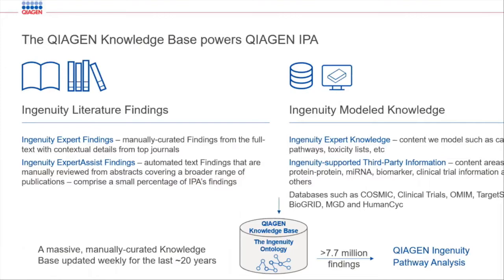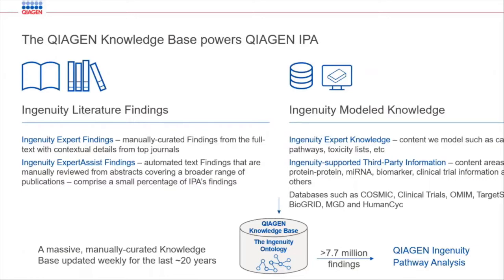So the knowledge base itself essentially represents a massive ontology of curated literature findings that try to define molecular interactions and associations from the literature. At its current point, the knowledge base itself has over 7.7 million findings that have been curated. And this resource as a whole has been built for almost 20 years at this point. And the nice thing is that it's currently and continually being updated. So every week, more curated content and relationships go into this knowledge base.